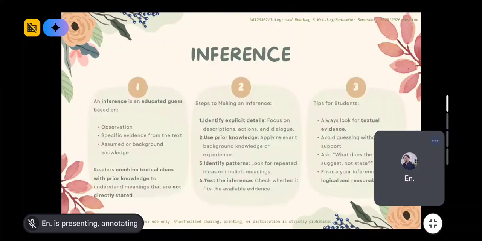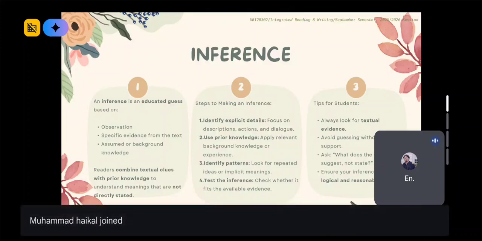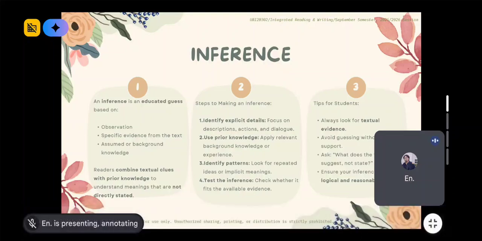All right. So inference. What is making an inference? An inference is an educated guess. Basically, an inference is when you guess on something, but it's not just any guess. It's an educated guess based on observation, specific evidence from the text, or background knowledge. Keep in mind that this is what you're going to use and practice when you do reading comprehension.